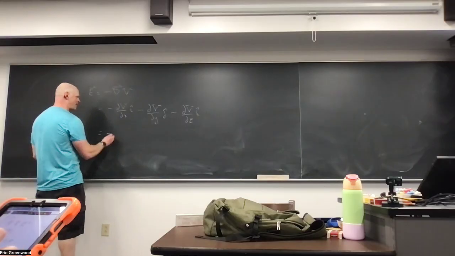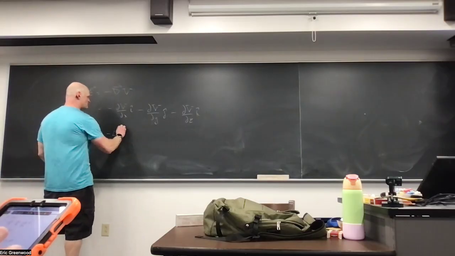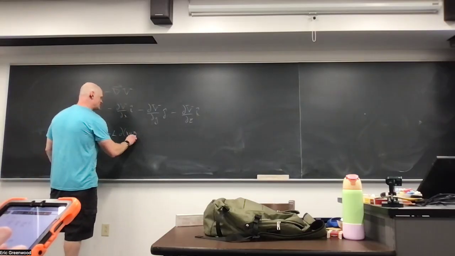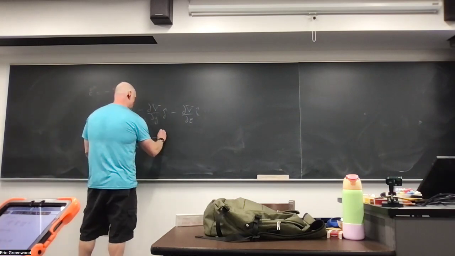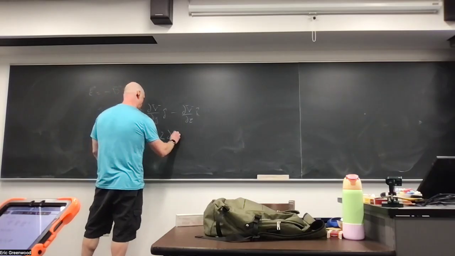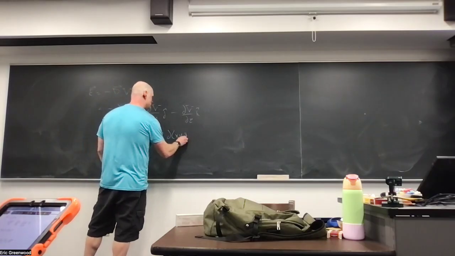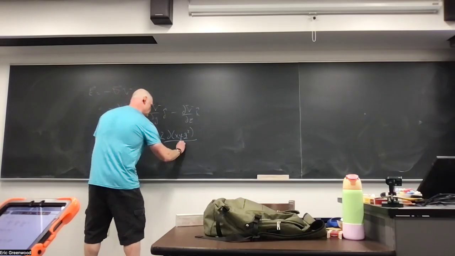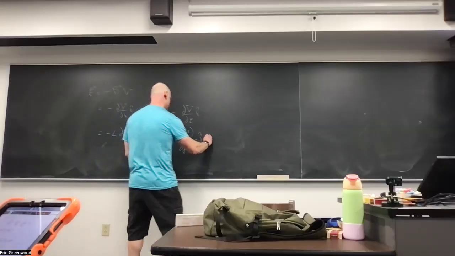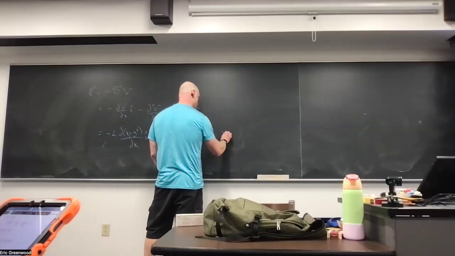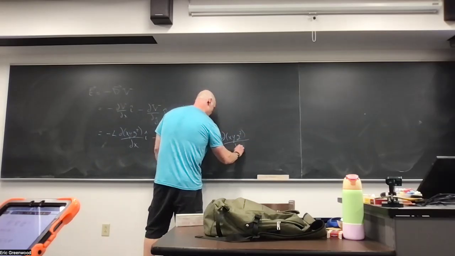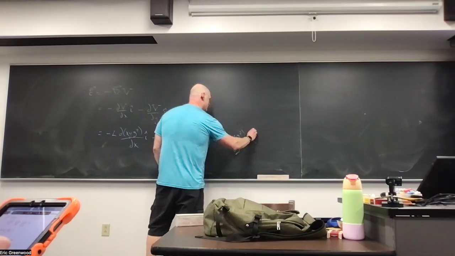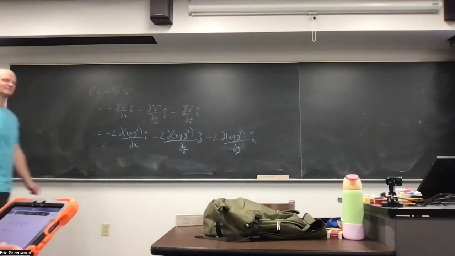Right? So it's going to be the same thing as minus 2 times the partial of xyz squared with respect to x, the i hat direction, minus 2 times the partial of xyz squared with respect to y, j hat, minus 2 times the partial of xyz squared with respect to z, k hat direction. Okay?